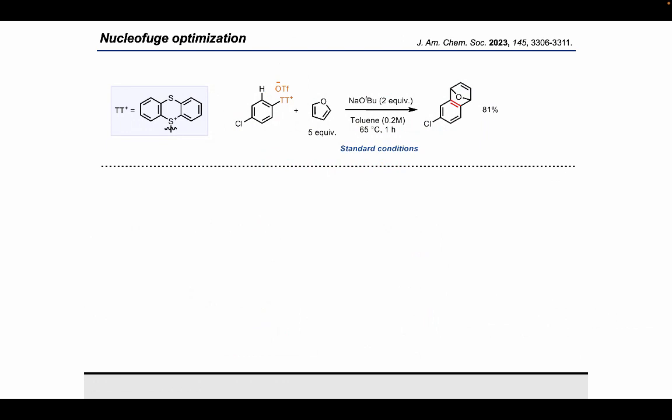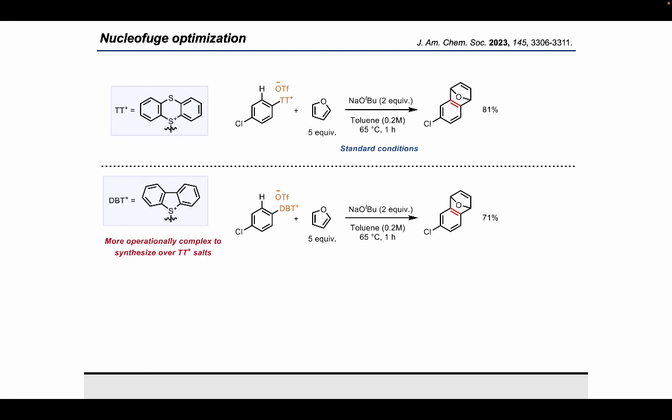To ensure the efficacy of thianthrenium as a leaving group over other nucleofuges like dibenzothiophenium or bromine, analogs of 4-chlorothianthrenium triflate were treated with our standard arene synthesis conditions. It was found that 4-chlorodibenzothiophenium triflate generated the oxabicyclic product, but in lower yields than the thianthrenium salt. This, and the requirement for longer reaction times to achieve maximum yield and purity of the dibenzothiophenium salt, make them less desirable for this method. When treated with our standard conditions, the brominated analog of this series failed to generate any of the oxabicyclic product, demonstrating the superior leaving group ability of thianthrenium over aryl halides.